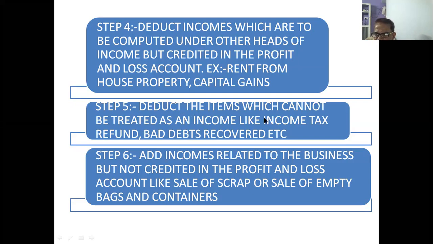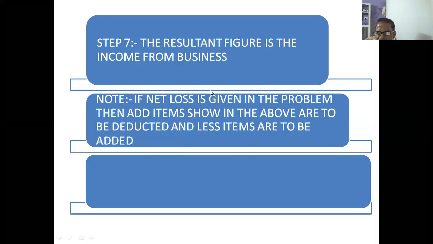Step 5: deduct the items which cannot be treated as income, like income tax refund and bad debts recovery. Again, if a net loss is given, deduct becomes add. In step 6, add incomes. If net profit is given, add it. If net loss is given, you have to subtract it. The figure you get is income from business. If you get a negative value, you get a loss from business. With a positive value, you get income from business.